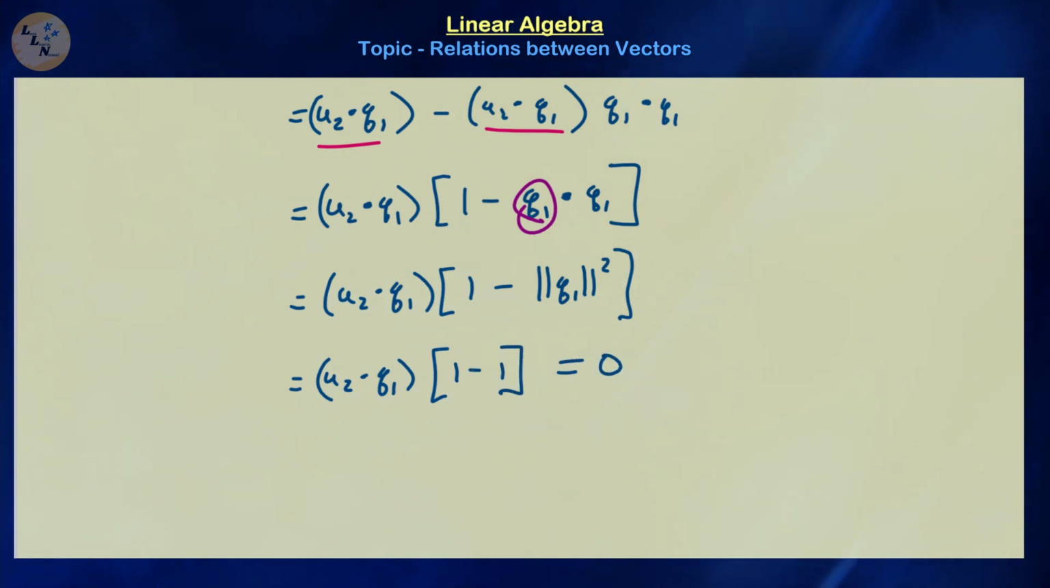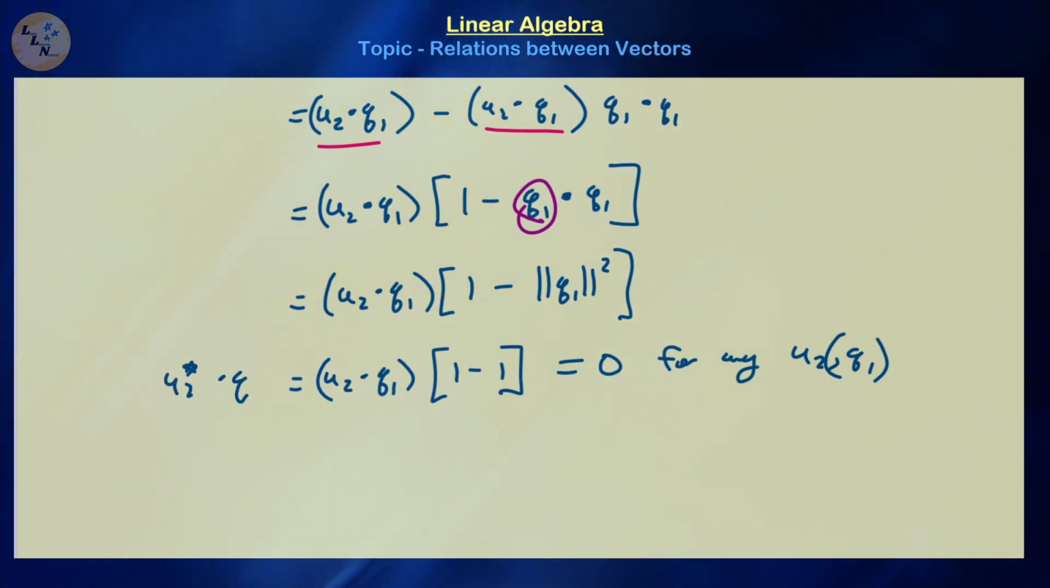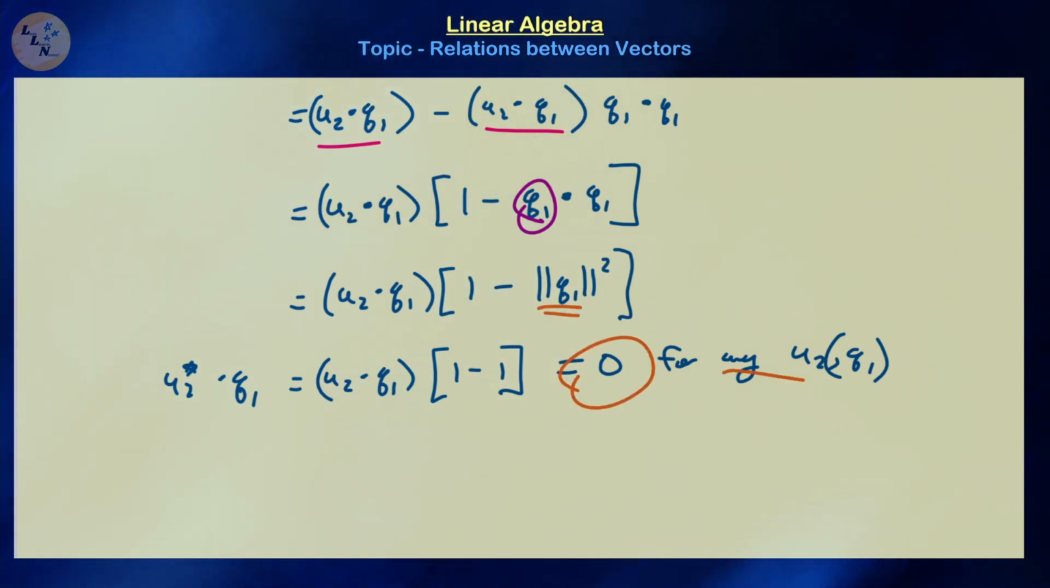That is 0 for any u2 and q1, in particular u2, right? So what have we shown? We have shown that u2 star dot product q1 is equal to 0 regardless of u2. And now you may see why we want that special little property, that vector u1 is actually normalized. So that is very, very interesting.